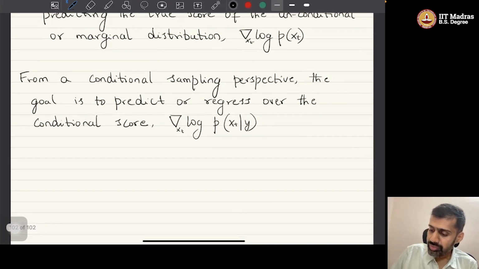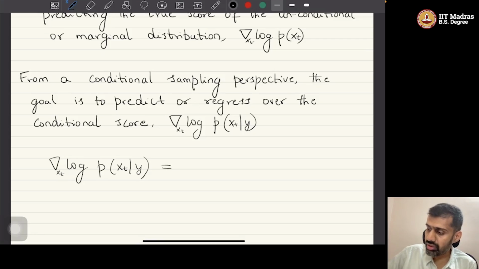So let's write that. We have the conditional score defined as P of xt given y, and this is with respect to xt. Simply use the Bayes law here. This is the gradient of log of, what is the definition of the conditional distribution? We have that to be equal to the marginal times the posterior divided by the prior, right? So this is simply Bayes law.